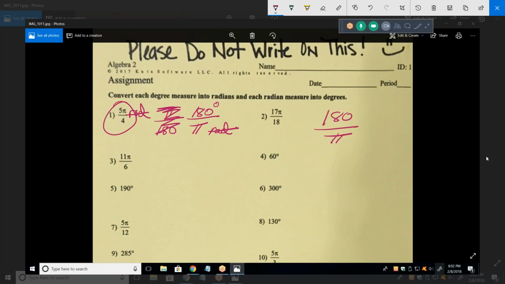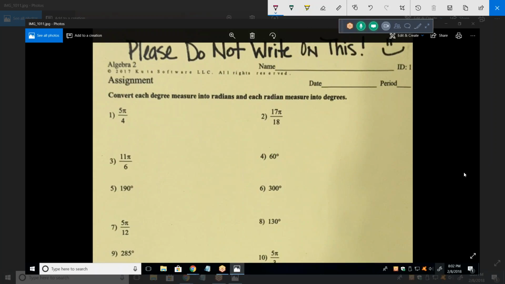If I'm going from degrees to radians, let's take this one. Well, then I'm going to multiply it by pi over 180 because I'm trying to lose the degrees. That degree cancels with that degree, and you're left with pi over 3 radians. Now, you can use that technique on every problem on this page. But I'm going to show you something that I think is going to make it a whole lot easier.